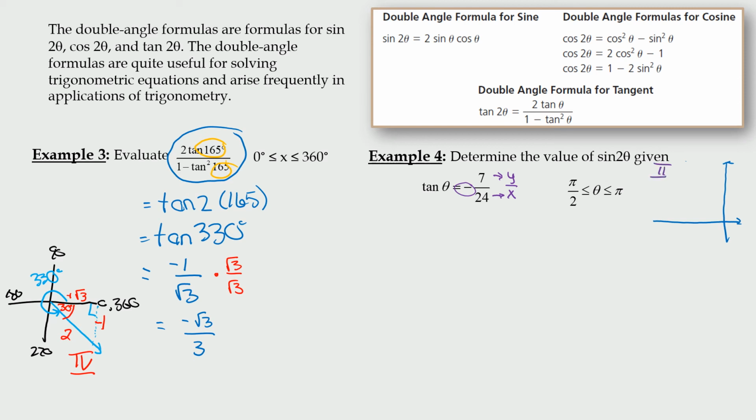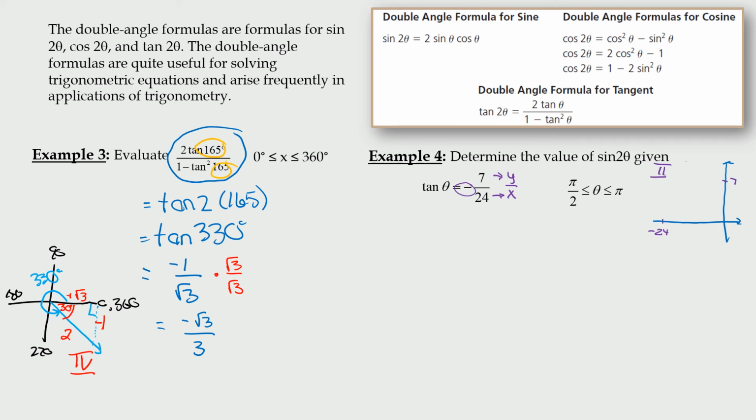What's negative there, x or y? So it is the x that's going to be negative, because in quadrant 2 my x values are negative. So let's go over here. Let's say right there is negative 24, and then 7 would be, that's not to scale, of course, about here.